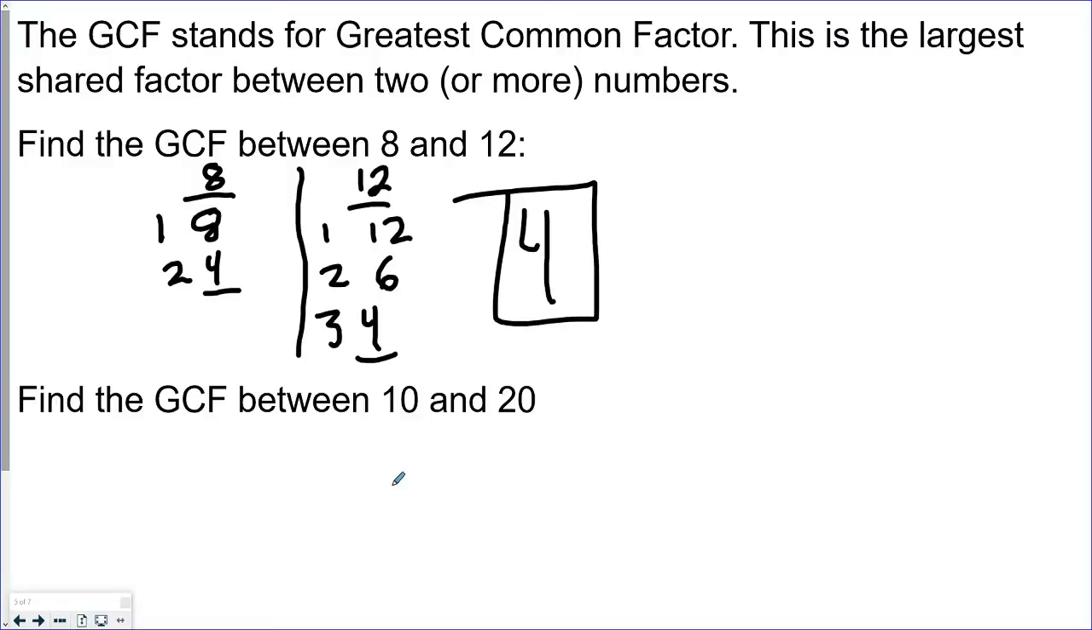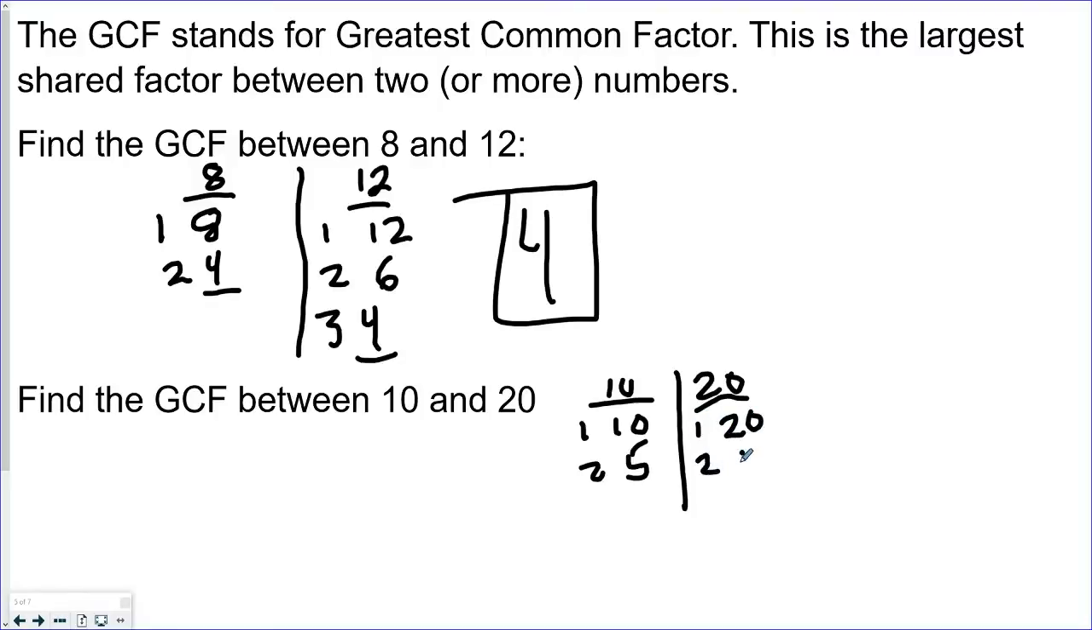So again, the GCF is just the biggest factor that they have between them that's the same in each list. So obviously 2 is a common factor and 1 is a common factor, but the biggest common factor in this case would be 4. Let's do 10 and 20. So 10 over here, 20 over here. How do we get 10? Well, 1 and 10, and 2 and 5. And that's about it. What about for 20? Well, we have 1 and 20, we have 2 and 10, and we have 5 and 4. So if we look at this list here, the biggest common factor in this case is 10. So my GCF would be 10.